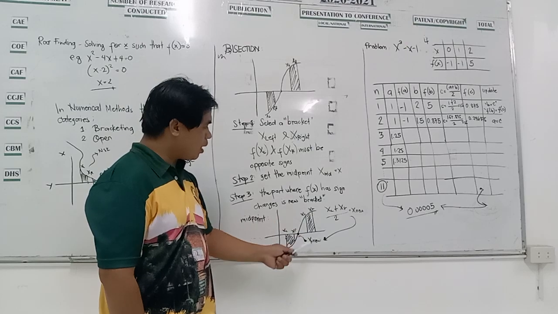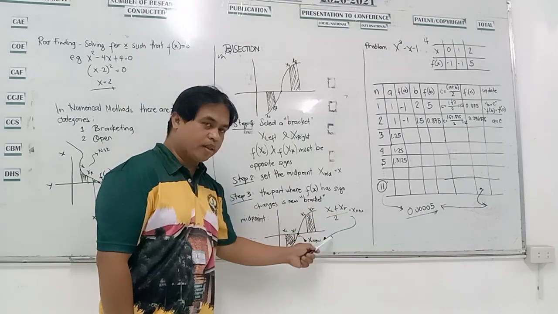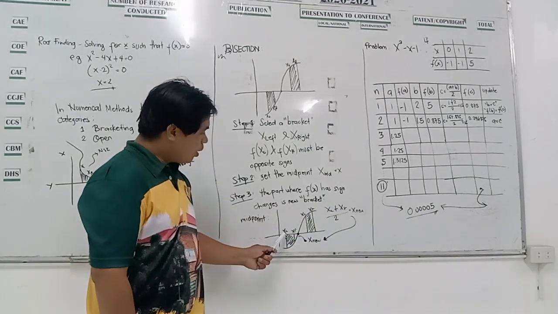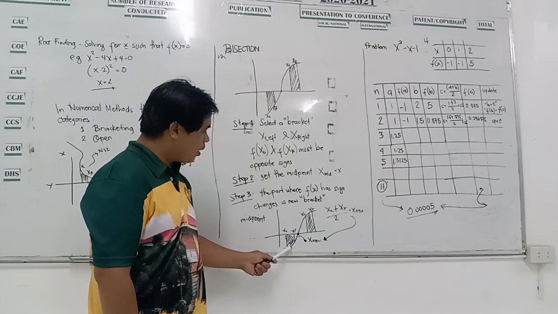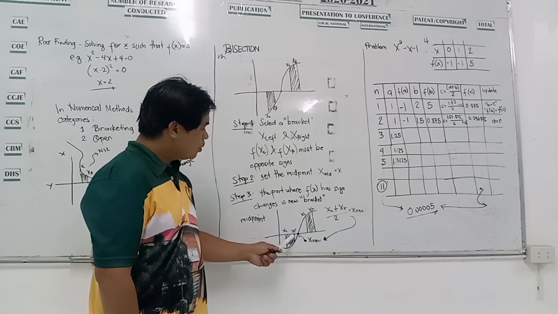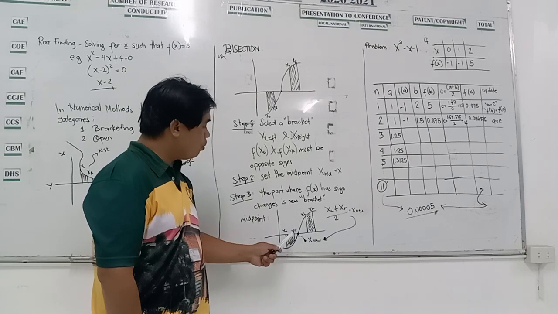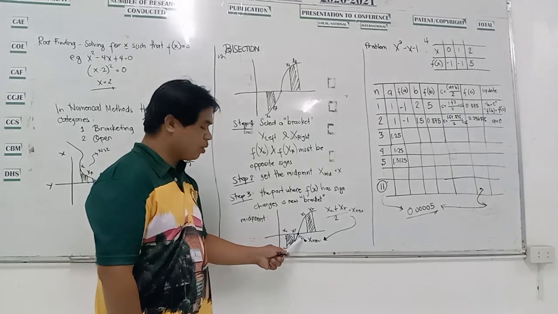So xl plus xr divided by 2. So yun yung ating new bracket. Pag tinupad, kunwari 1 plus 3 divided by 2, that is 2. 3 plus 1, 4 divided by 2. So yun yung magiging new bracket natin. Ito yung x cube natin.